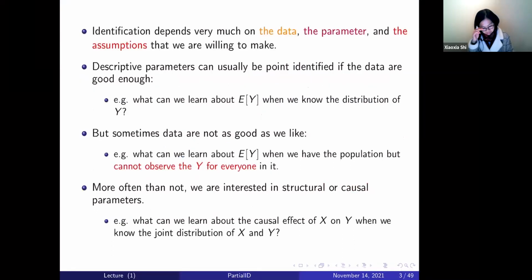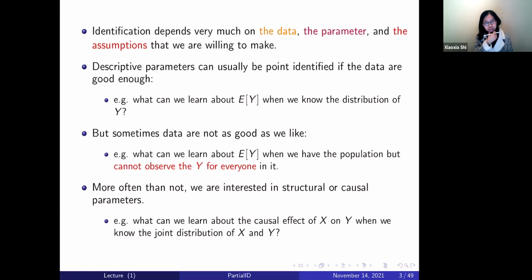So where does this come from? Identification really depends a lot on the data that we have, and also on the parameter we are interested in and the assumptions we're willing to make. Usually descriptive parameters are often point identified if the data is good enough. For example, if you want to learn about the population mean, and we know the distribution of Y, then the population mean is clearly point identified, right? So that's a descriptive quantity that is point identified.